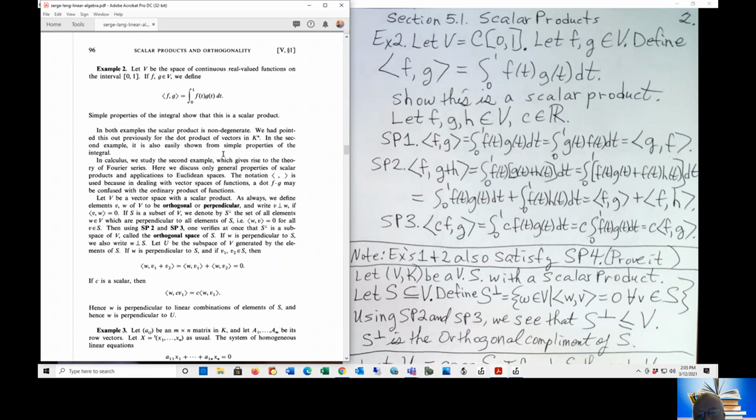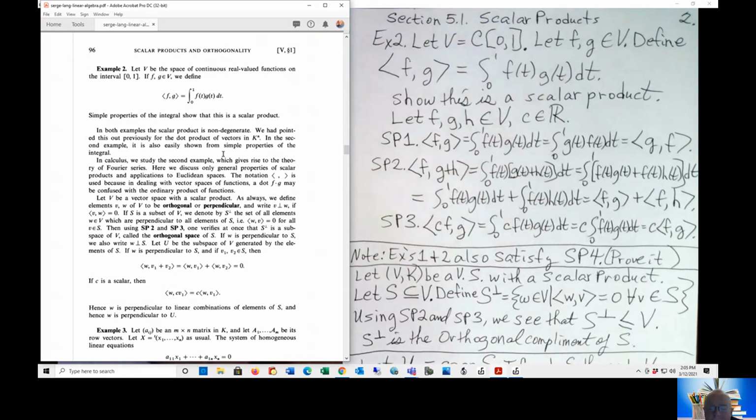We'll just note that our first 2 examples here, that is K^n and this example, also satisfy the property of non-degeneracy, SP4, which you can prove. I'll let you play with that on your own.